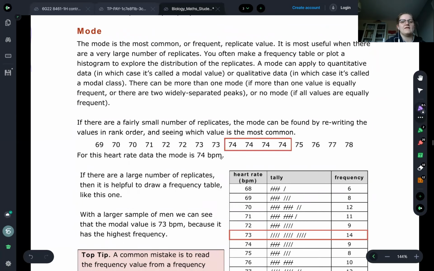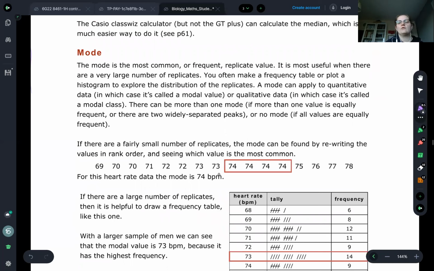Mode, obviously, is the most common or frequent replicate value. This is really useful when there is a very large number of replicates, so we're talking hundreds, possibly thousands. When people use a mode, there's often a frequency table or a plot or histogram involved to look at the distribution of the replicates. In those situations, sometimes a mean isn't suitable, so we might use the mode instead.